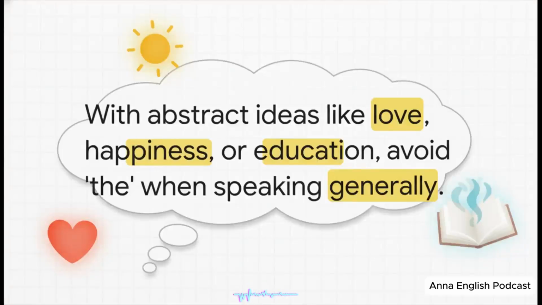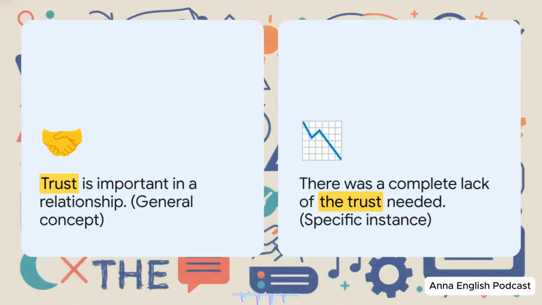And you know what? The exact same rule applies to ideas, things you can't touch. When you're talking about big concepts like love or happiness as a whole, you don't need the. See? The pattern just keeps going. On the left, trust and education are these big, general, abstract ideas. But on the right, we're zooming in. We're talking about the specific trust needed for a particular deal, or the specific education I got from one school. It's always about general versus specific.